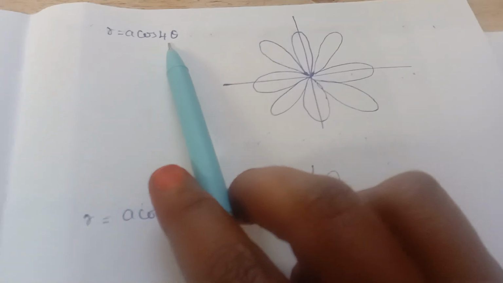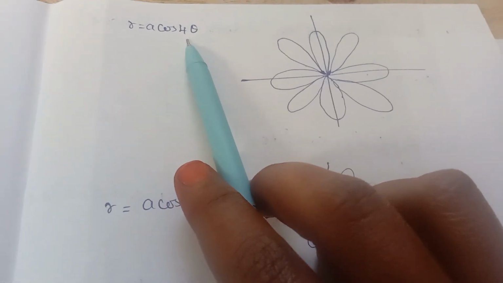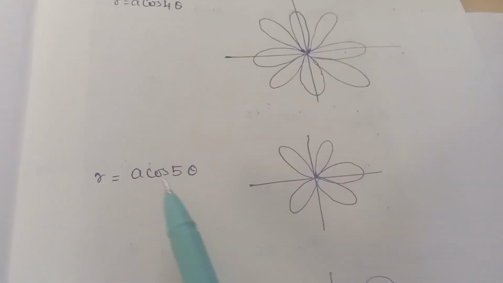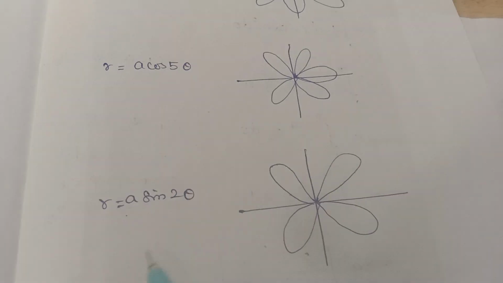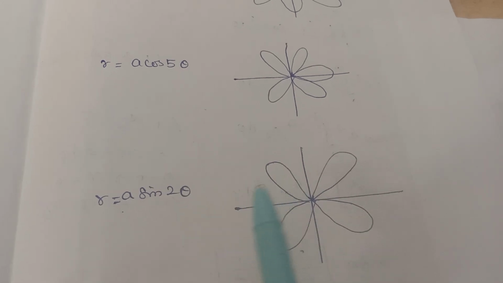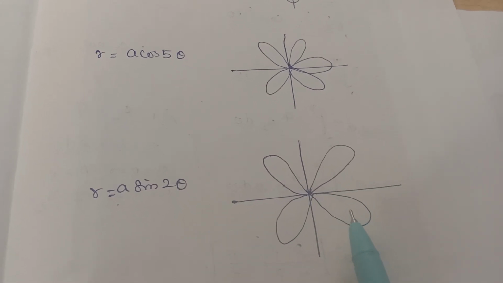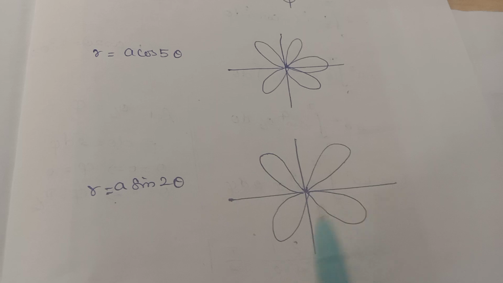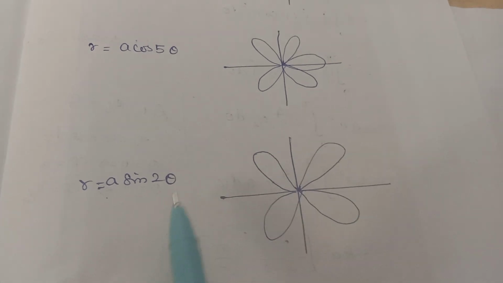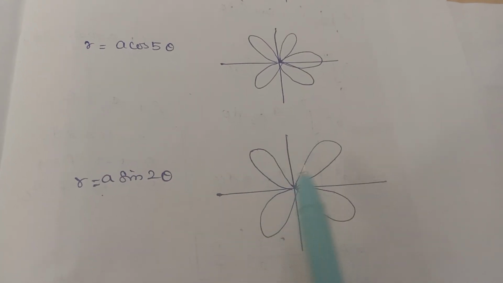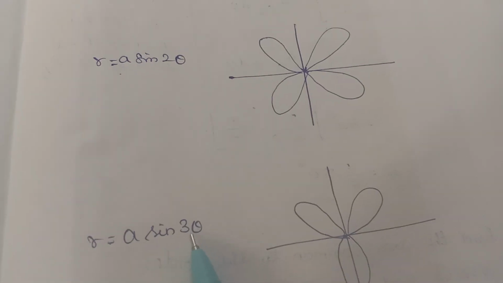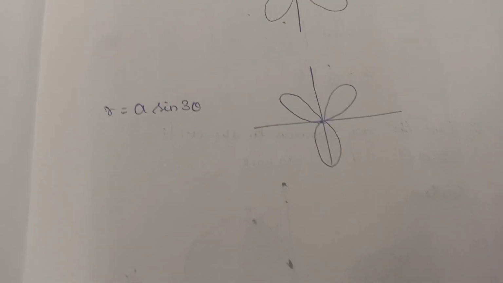See here cos 4 theta, 4 is an even number, so 8 loops will come. And 5 theta is an odd number, so only 5 loops will come. And then sine 2 theta, for sine also the same procedure, but the position of the loop will be slightly different. 2 means an even number, so 4 loops will come. For sine 3 theta, 3 is an odd number, so only 3 loops will come.